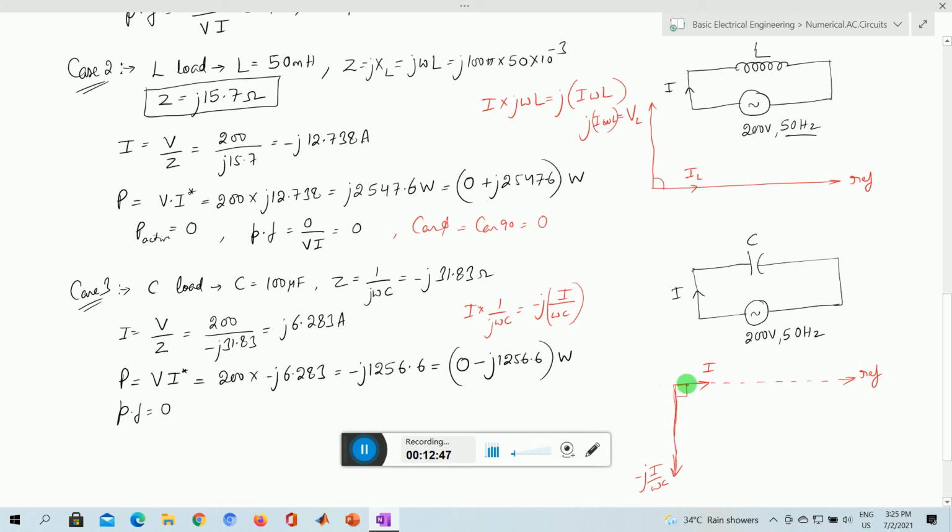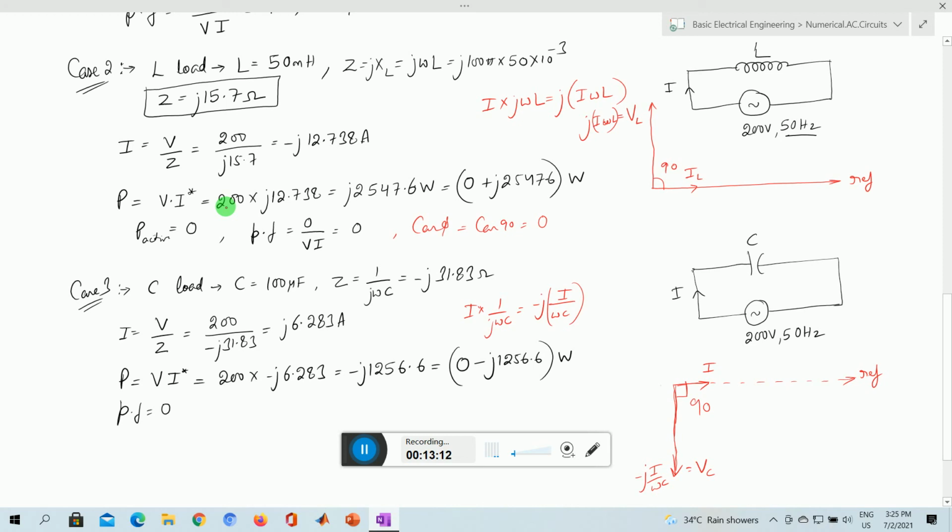Okay, so what we get is a minus of the value of VC, here in the negative axis. So the current is leading the voltage by an angle of 90 degrees. Cos of 90 degrees is 0. Here the current is lagging the voltage by an angle of 90 degrees. So we have seen the three cases R, L and C.